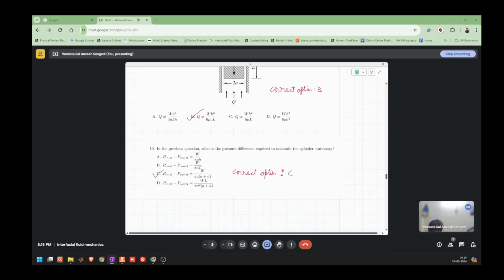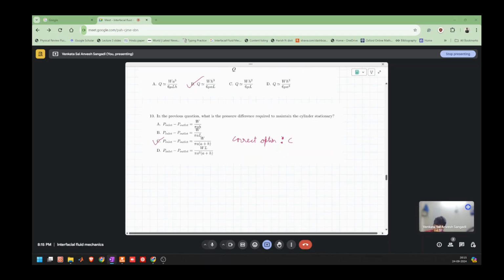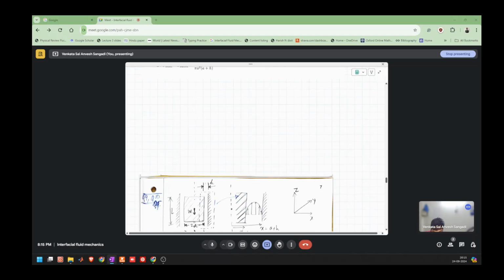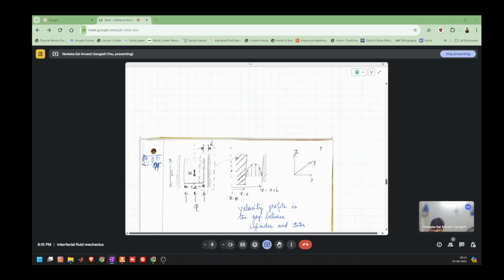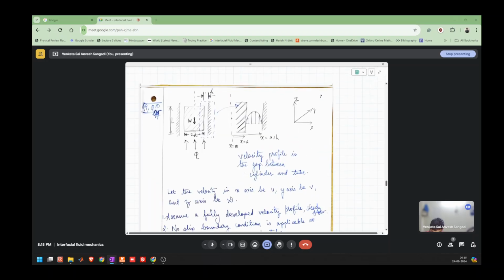So this was the question, and in question number 10, we use the same setup. In the previous question, what is the pressure difference required to maintain the cylinder stationary? So we have two questions. We had gotten the answer for question number 10, but let's see how the question needs to be solved.